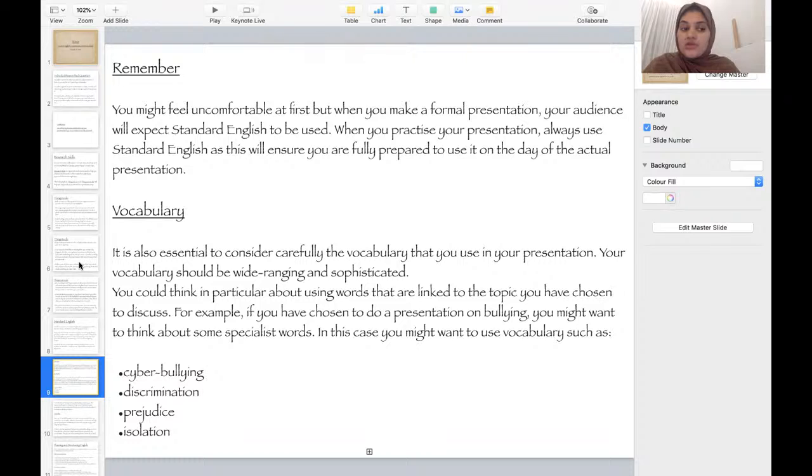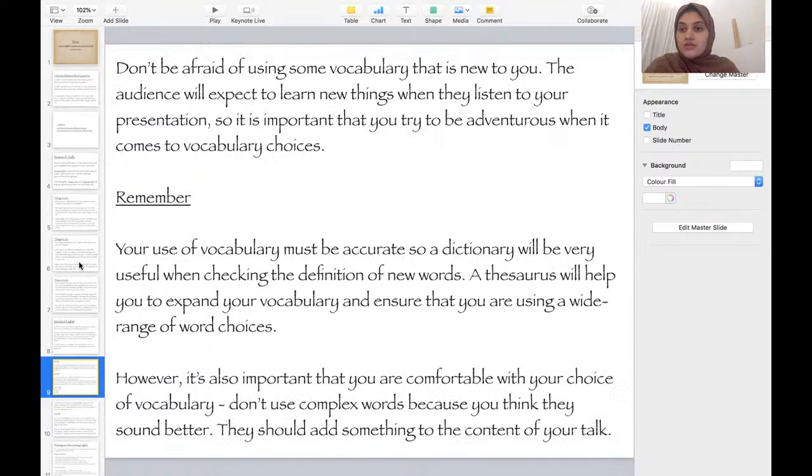So vocabulary. It is also essential to consider carefully the vocabulary that you use in your presentation. Your vocabulary should be wide-ranging and sophisticated. And you could think in particular about using words that are linked to the topic you've chosen to discuss. For example, if you have chosen to do a presentation on bullying, you might want to think about some specialist words. In this case, you might want to use vocabulary such as cyberbullying, discrimination, prejudice, or isolation per se.